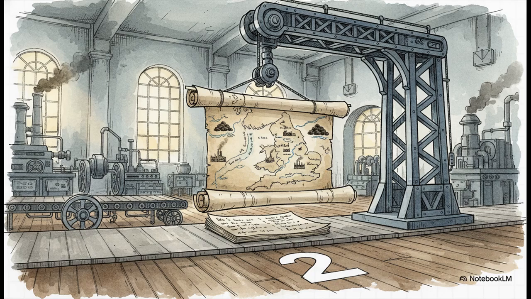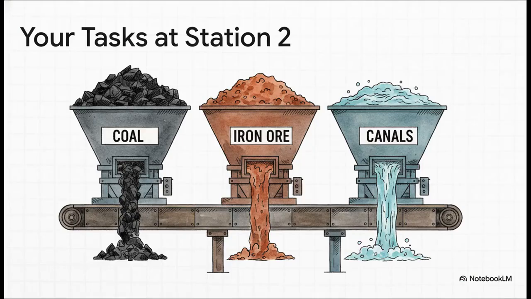Let's head down the line to Station 2, Why England? This is a really important part of the story. We've got to answer that big question. Out of all the places in the world, why did this whole thing start right there in England? So for this paragraph, your main idea is basically that England had all the right ingredients, kind of like a recipe for a revolution.